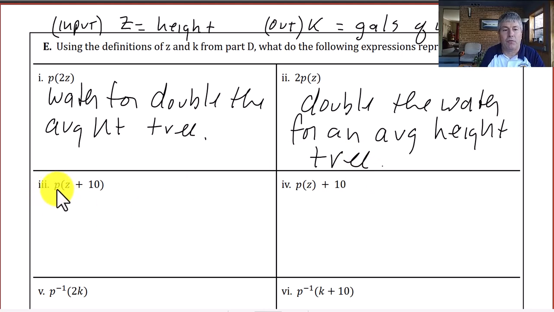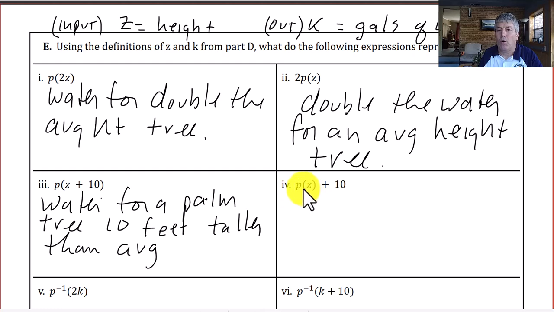In example 3 here, P of Z plus 10, what are we adding 10 to? We're adding 10 to the height of the tree. So this would be the water needed for a palm tree that's 10 feet taller than average.